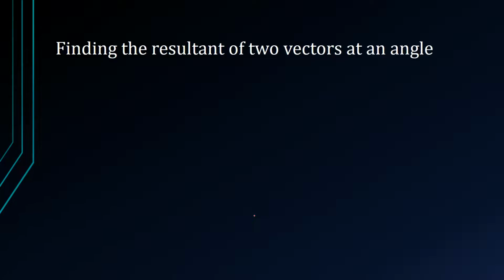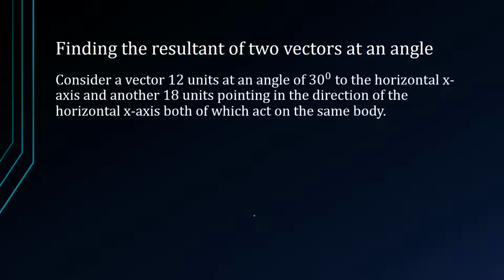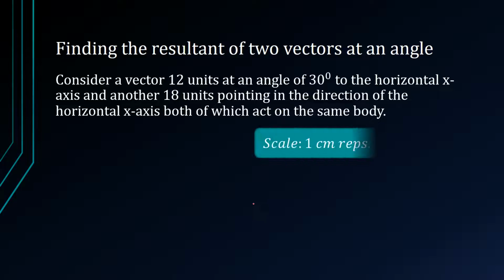So let's look at finding the resultant of two vectors with an angle between them. We're going to consider a vector 12 units at an angle of 30 degrees to the horizontal x-axis and another 18 units pointing in the direction of the horizontal x-axis, both of which act on the same body. So first off, we need to get a scale. I'm going to use a scale of 1 centimeter to represent 3 units, which will convert this 12 units into 4 centimeters and convert this 18 into 6 centimeters.